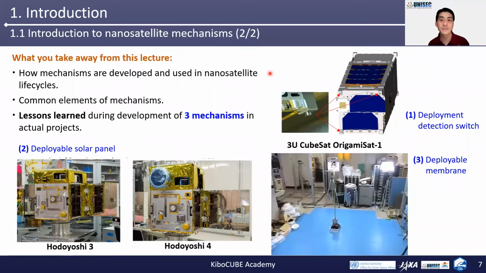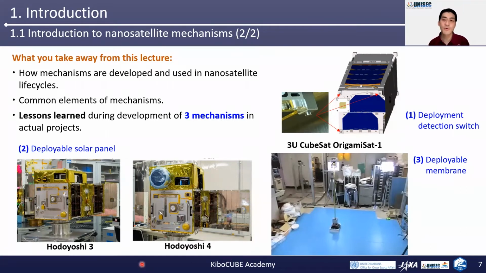Then after I explain common elements of mechanisms, I will share lessons learned during the development of these 3 kinds of mechanisms in actual projects. First is the deployment detection switch on 3U CubeSat OrigamiSat-1. 3 pins are compressed inside the satellite deployer on the rocket. When the satellite is released, these pins pop up by spring force. When all the 3 pins are successfully pulled, the power of the satellite is turned on. This is a very common mechanism and very important for your successful mission.